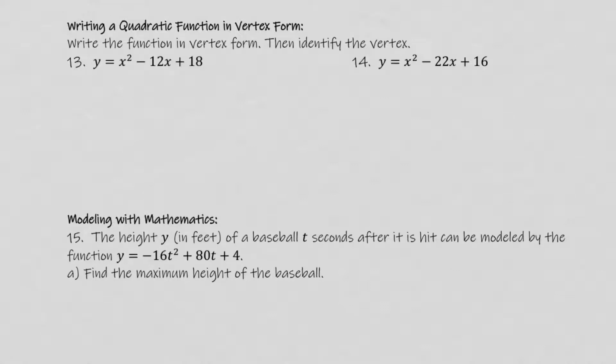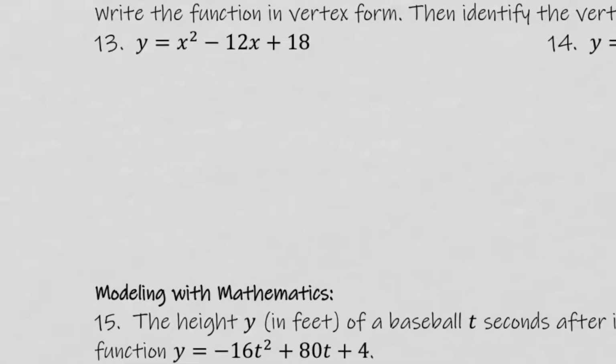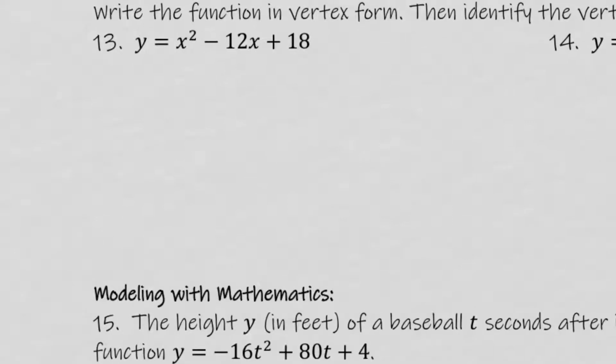Right, so now we're going to write a quadratic function that's given to me in standard form, and I'm going to write it in vertex form. And then I'm going to identify the vertex. So let's start with number 13. I have y equals x squared minus 12x plus 18.